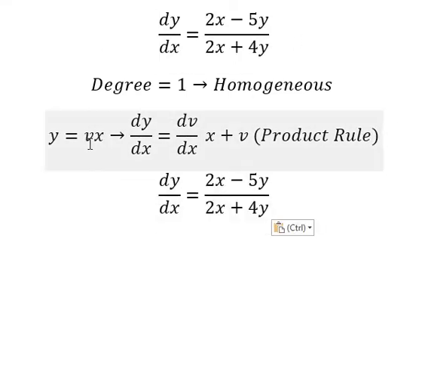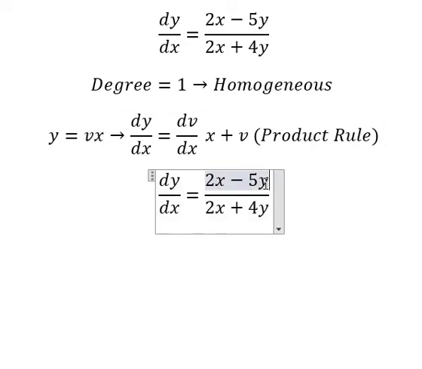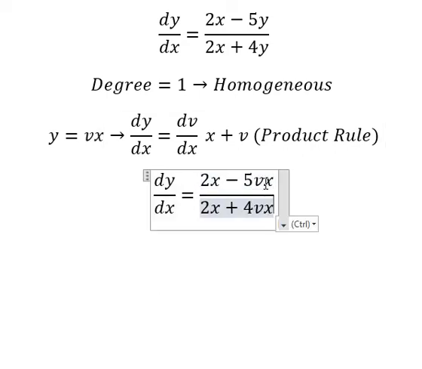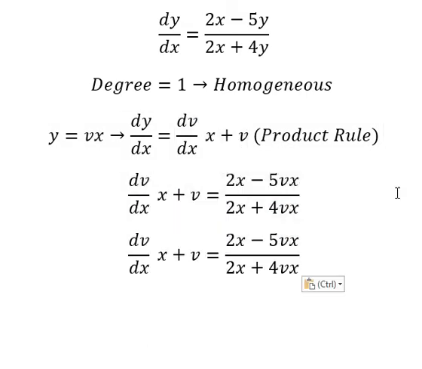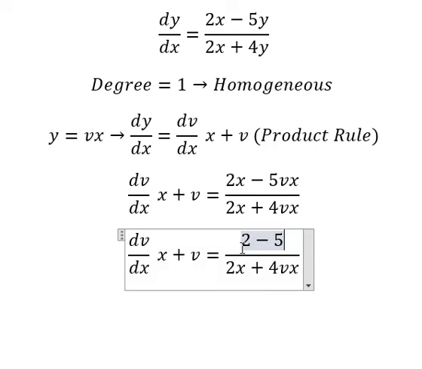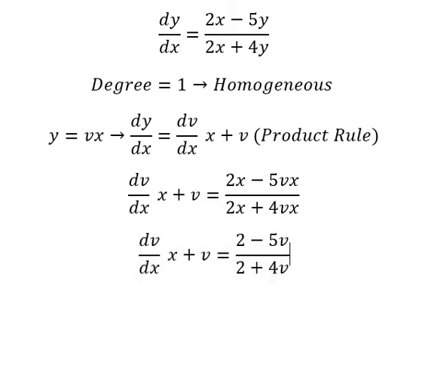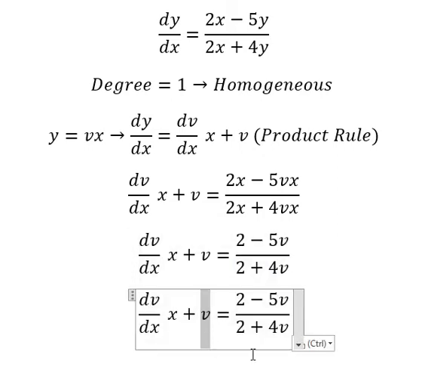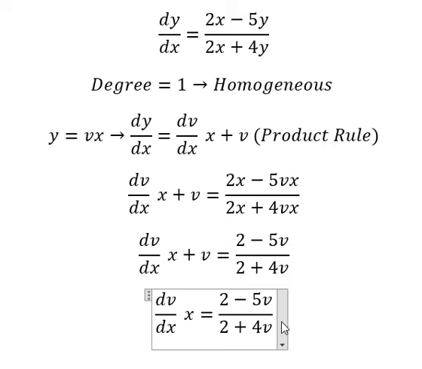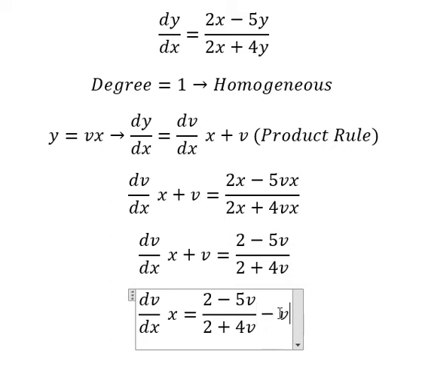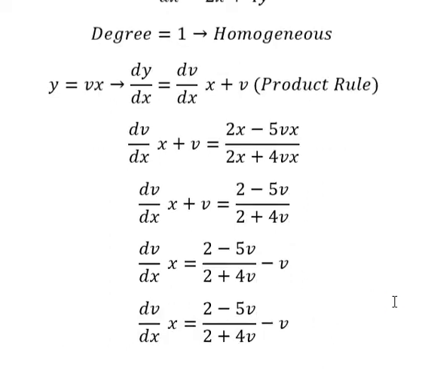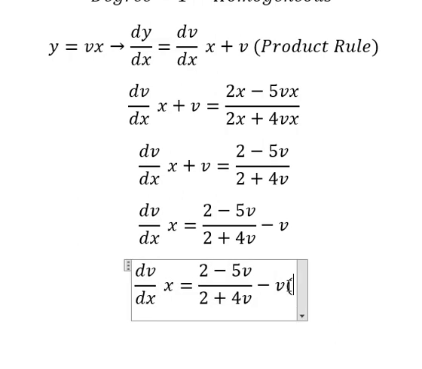So I will put this one to change for y. Similar for this one, dy over dx we change by this one. So x and x we simplify in here. Next, I will put v go to the right, and we have negative v. So we can do common denominator.